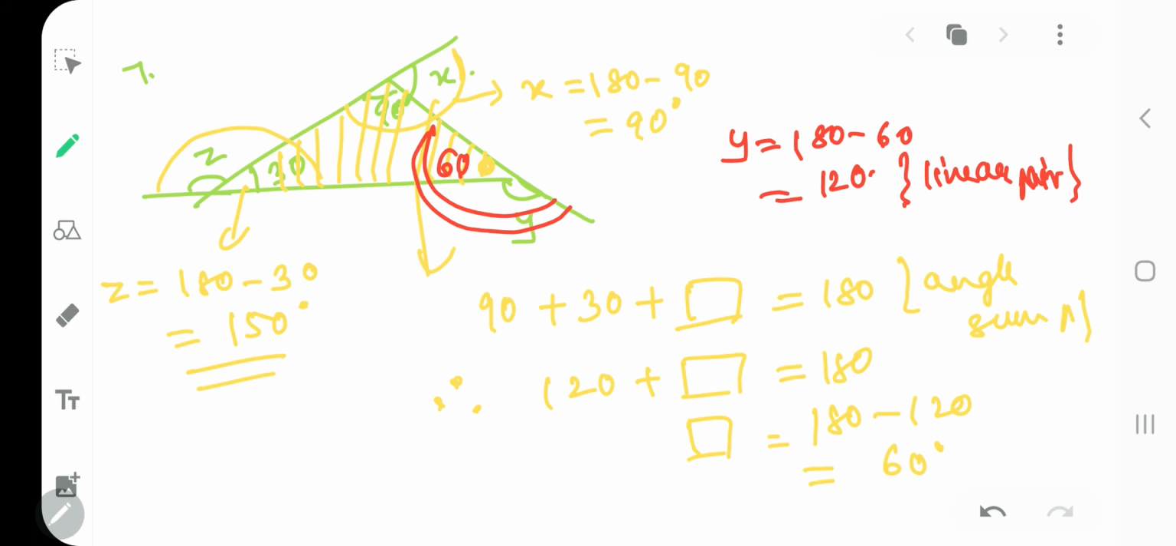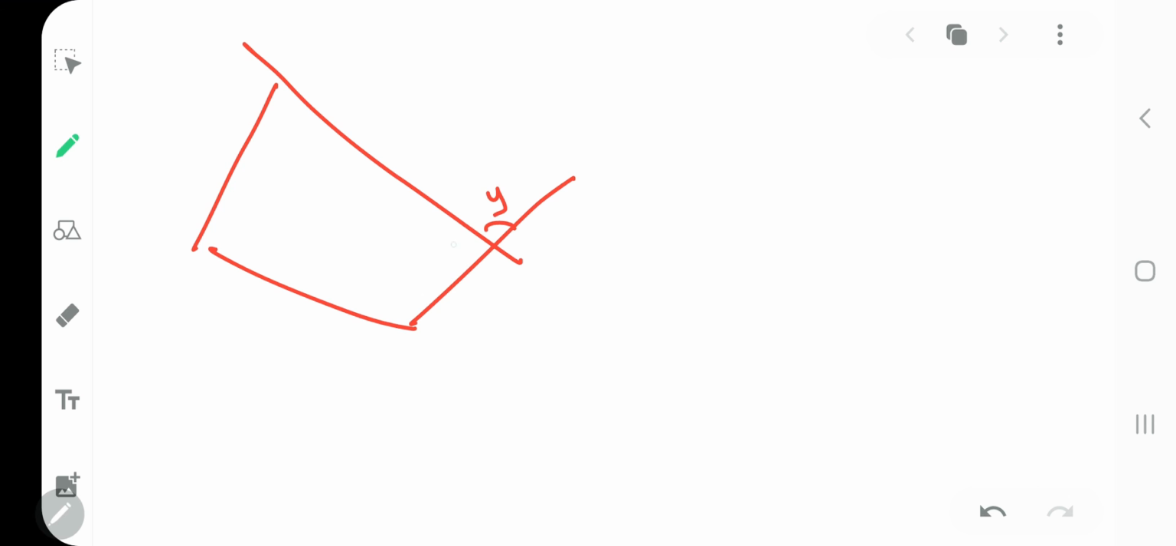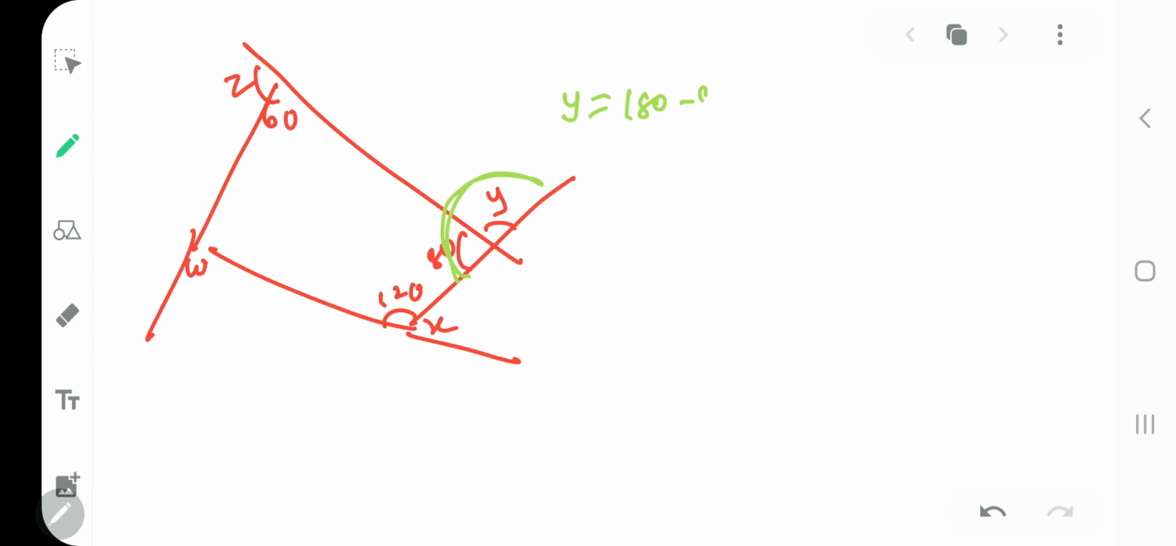Okay, we have your next as the 7th one, I guess one more part we have. In that we have a figure something like this. This is y, this is 80, this is 120, this is x, this is w, this is 60, and this is z. Now my dear kids, this 80 is given, so y you will get because y is a linear pair. So 180 minus 80, that will be 100. From here x you will get because x is again a linear pair of 120. So 180 minus 120 is equal to 60.